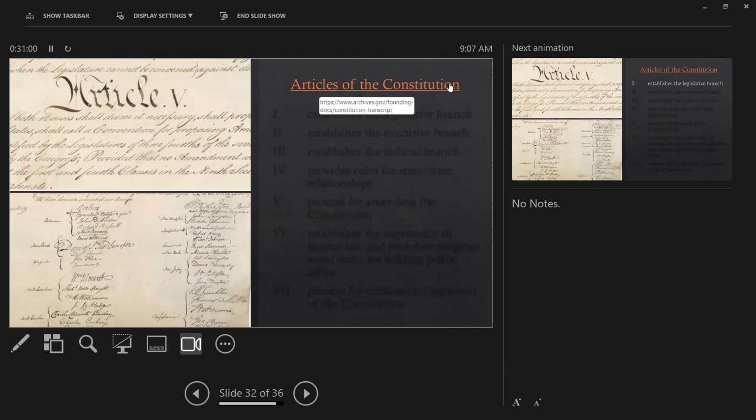There are 7 articles in the Constitution, and I'm going to scroll through them. I'm about to click this hyperlink here and take you to a transcript of the Constitution, and I'll scroll through it. As I go, I'm going to be completing the outline that you'll see on this slide later on. I'm just going to talk through it first, and then I'll go back and reveal these chapters.